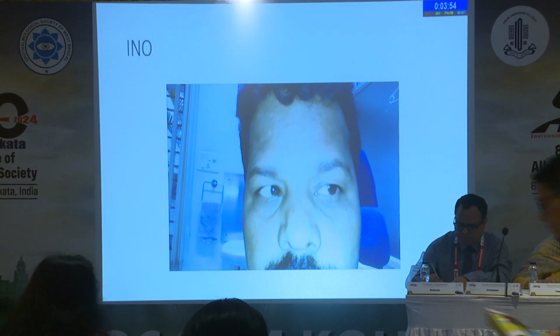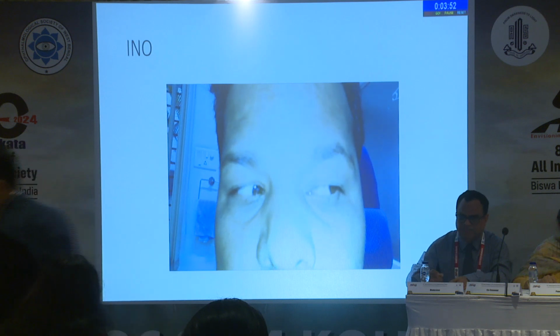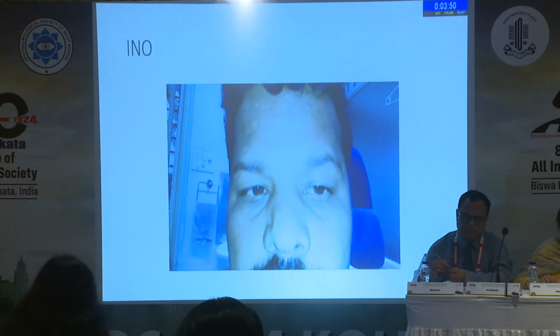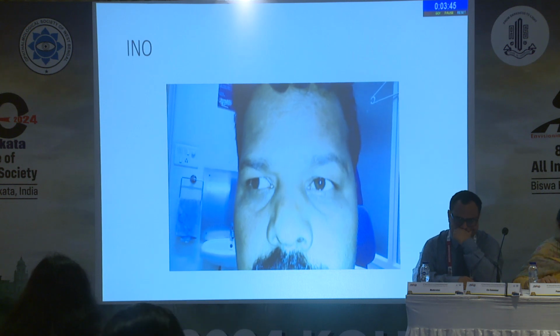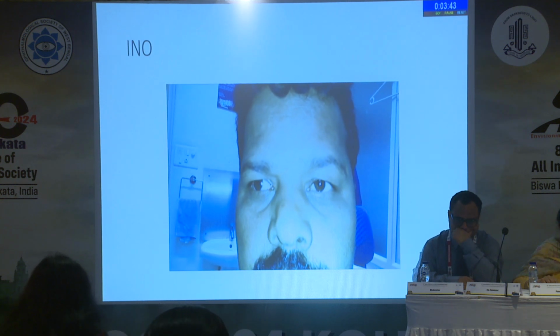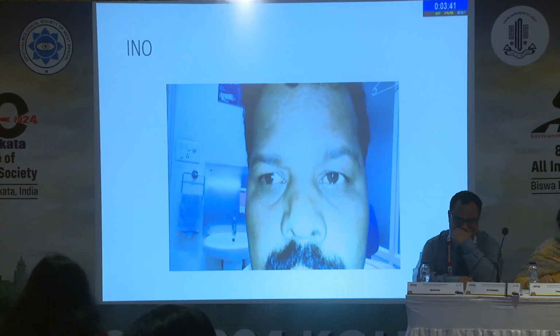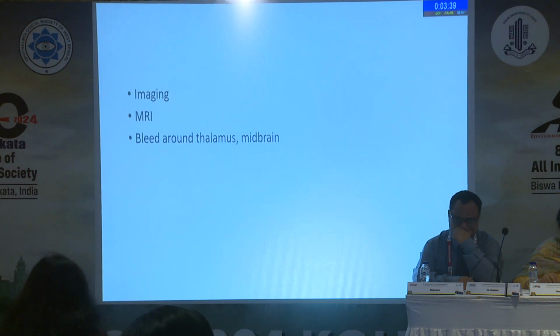This is a case of internuclear ophthalmoplegia. Left abduction, everything is normal. As you can see here, left eye adduction is abnormal, and there is abducting nystagmus on the right side. Again, the imaging just shows a bleed around the thalamus and midbrain. Ideally, we need a functional MRI, but many centers are not equipped, and patients may not afford it. So clinical examination to pinpoint the diagnosis is the crux of treatment.